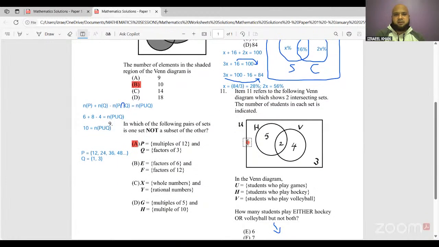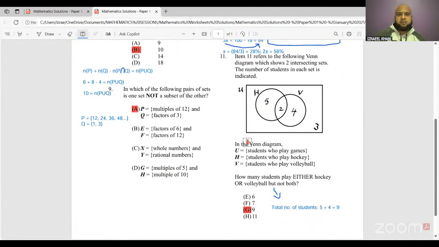All right. 11. Item 11 refers to the following Venn diagram, which shows two intersecting sets. The number of students in each set is indicated. Merely reading, U is the universal set of students who play games. H are those who play hockey. V are those who play volleyball. How many students play either hockey or volleyball, but not both?